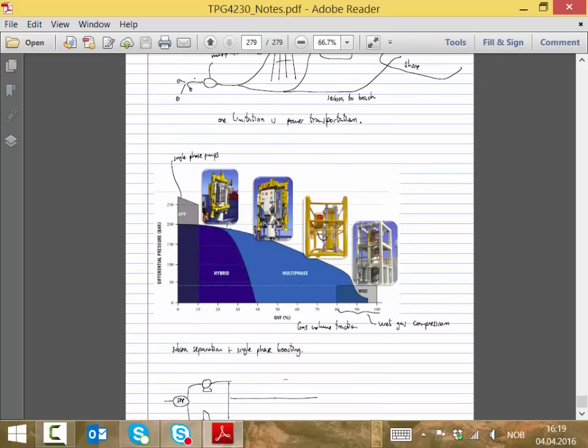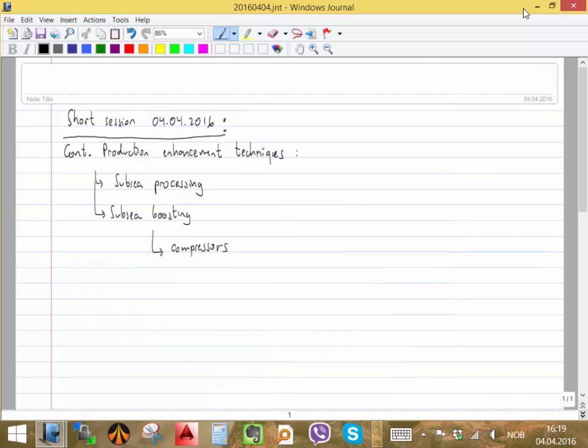And one thing that I forgot to include: we went down to these two options, subsea processing and subsea boosting. And we also had one more, which was to reduce separator pressure.